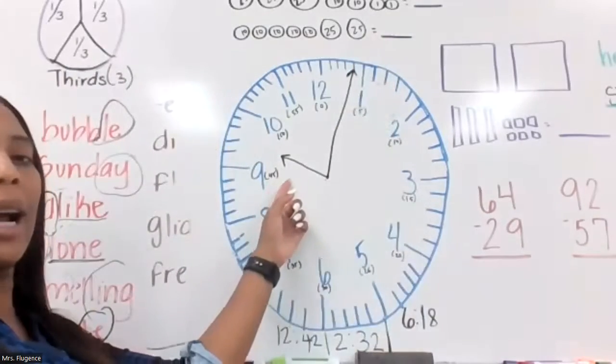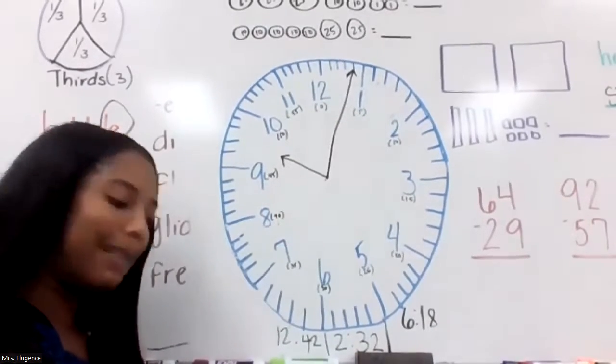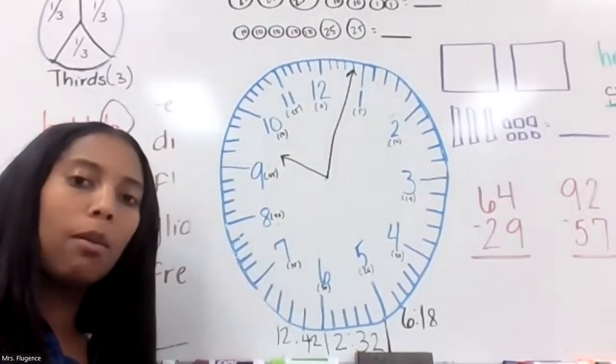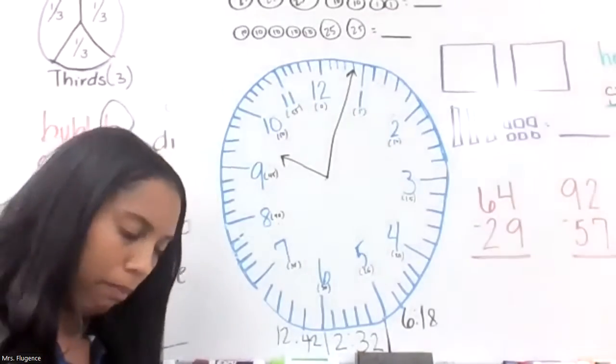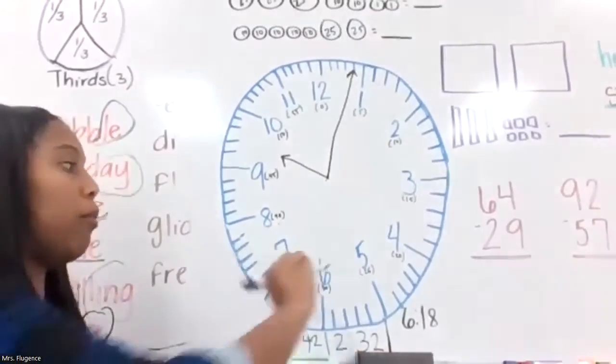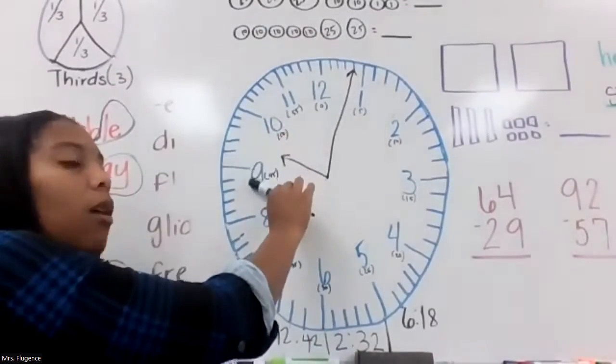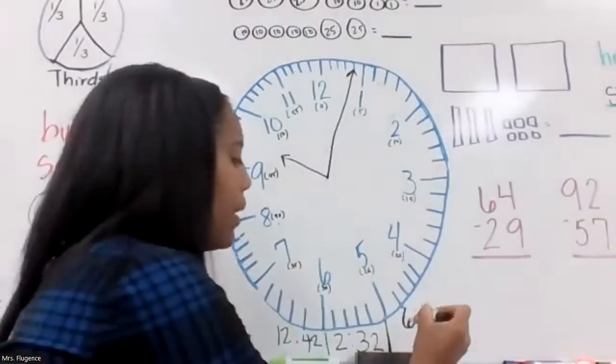Look where my hour is. It's between 9 and 10. Do y'all know what that means if your hour is between 9 and 10? So let's figure out my hour first, my short hand. Which one would I go with, the 9 or the 10 o'clock hour? The 9, because it just passed 9. Remember, the clock travels this way. And anytime it falls between 2 numbers, you always go with the number it just passed. So my hour is 9.